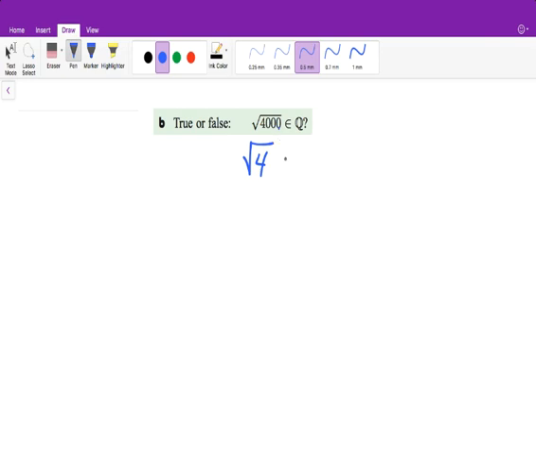So it might say true or false, the square root of 4 is an element of a rational number. Now, when you first look at this, you might think that it's not an element of a rational number because you see the radical. But remember, anytime that you can reduce your radical, you must do that. So the square root of 4 is actually equal to 2. So this is really asking, is 2 an element of our rational numbers? And since we know that 2 is an element of a rational number, this would be true. All right, so that's how it may appear in your test.